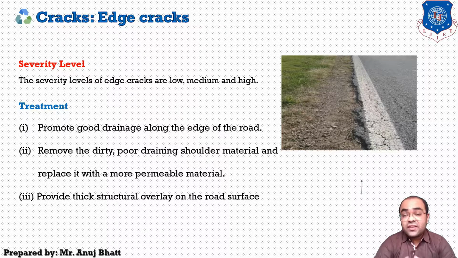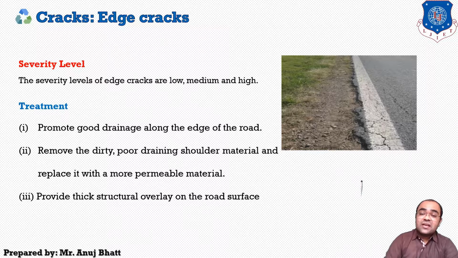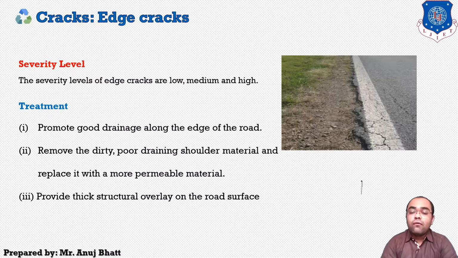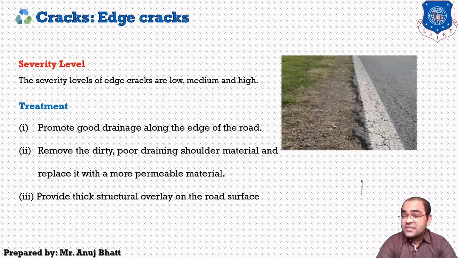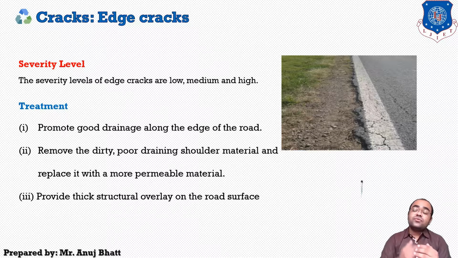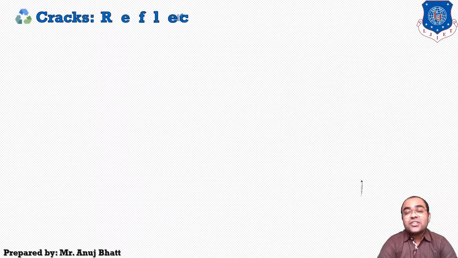If the truck traffic is substantial, place a considerably thick structural overlay on that particular road surface, with 75 to 100 mm of hot mix to have adequate support for heavier vehicle loads. Because due to these heavy vehicles, edge cracks can occur. So if you want to treat such a surface, we have to treat it with an overlay of 75 to 100 mm thickness.